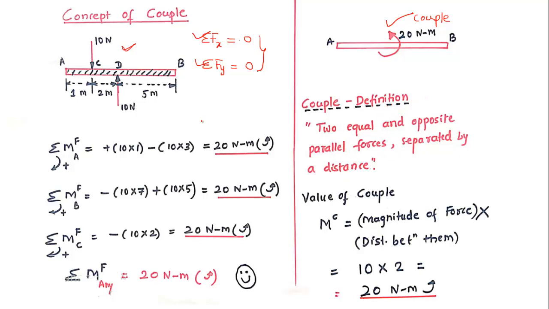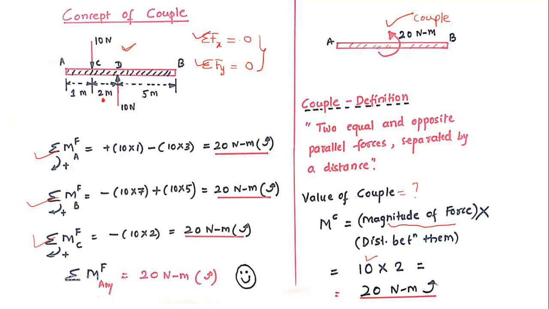Now see, the value of couple, it is now 20 Newton meter. In this diagram, both are the same. It is the same rod. So if I have to talk about the value of couple, this is how we can calculate. There is no issue. We will get the same. But another thing, you just take the magnitude of force. It is 10 Newton, and the distance between those two forces is 2 meter. So 10 into 2, 20 Newton meter.